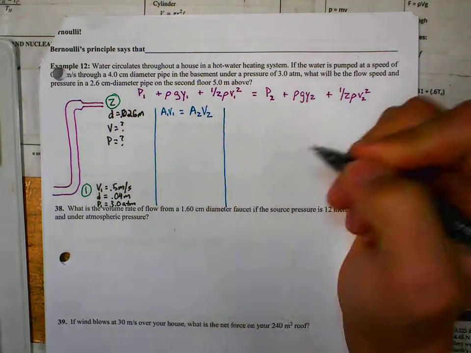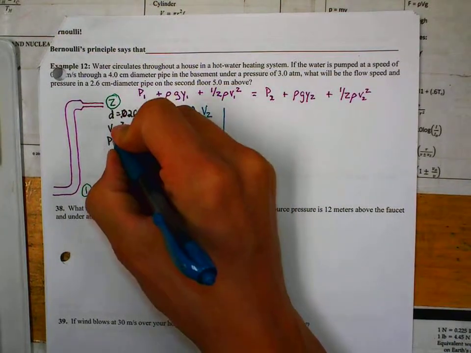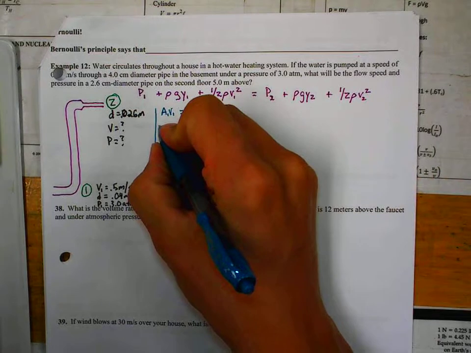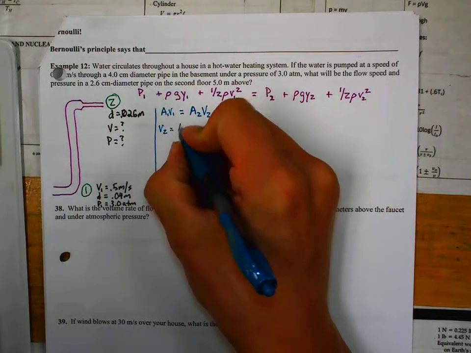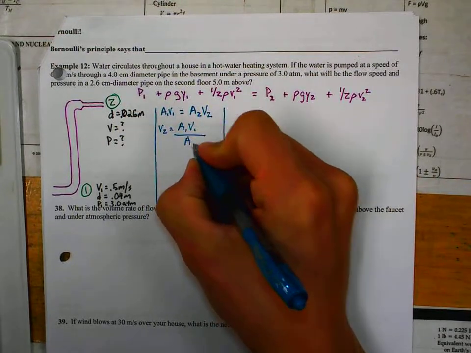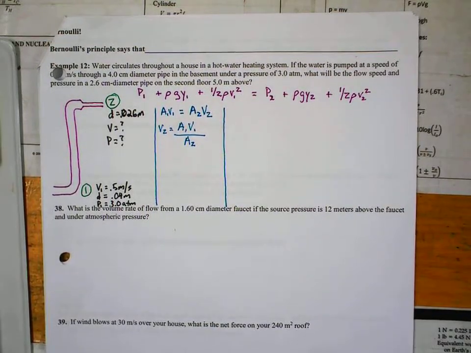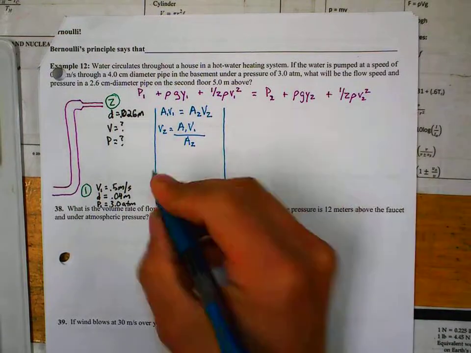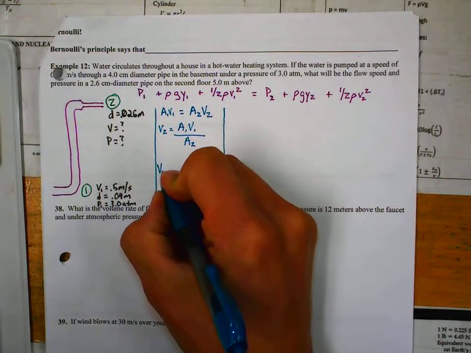And let's just rearrange it for V2. Okay, this is 2 up here. So V2 is equal to A1 V1 over A2. Alright, and now we just have to do number crunching.